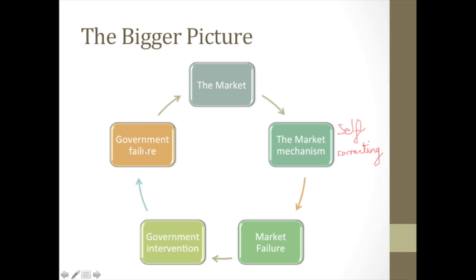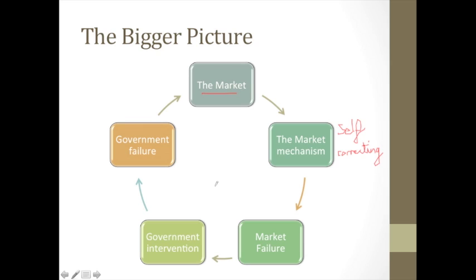So if governments can fail, then maybe we should leave it up to the market. The market is self-correcting. However, the market can fail, so we should get governments to intervene. But again, governments may fail, so we should allow the market to do its job. And you see here why I refer to this as cyclical. Now the 25 marker runs in exactly the same way.